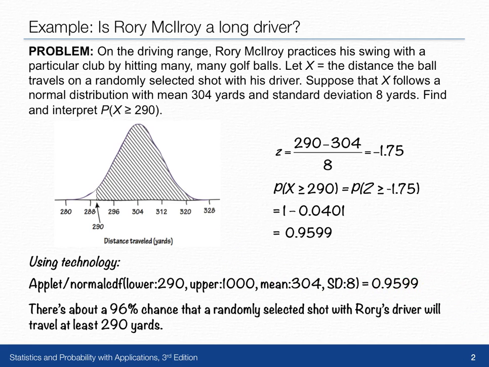So what that means is there's about a 96% chance that a randomly selected shot with Rory's driver will travel at least 290 yards. For some additional practice finding probabilities in a normal distribution, try exercise 1.